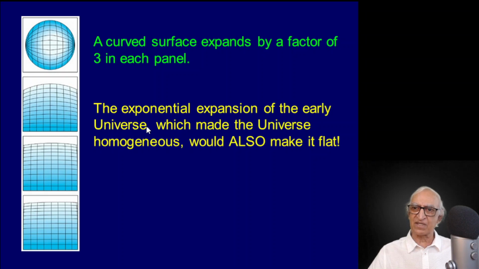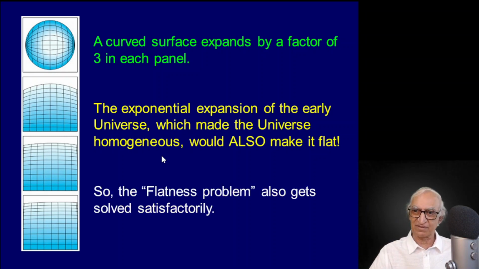An exponential expansion in the early universe, which made the universe homogeneous and isotropic, will automatically make the universe flat. It automatically removes all curvature. The curvature constant k must be equal to 0, or space must be Euclidean. So the flatness problem already gets solved. Therefore, if the horizon problem can be solved, if in the early universe the equation of state was such that the pressure is equal to minus rho c squared, then that exponential expansion, if it goes on long enough, will automatically solve the flatness problem.